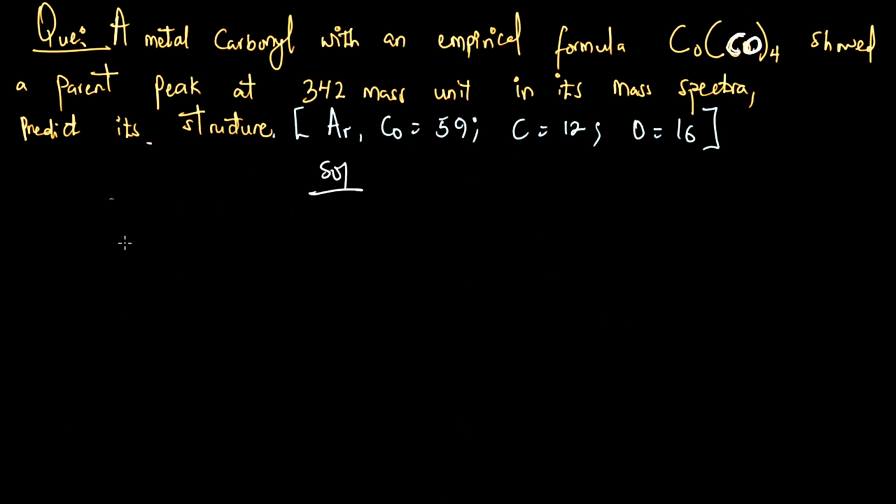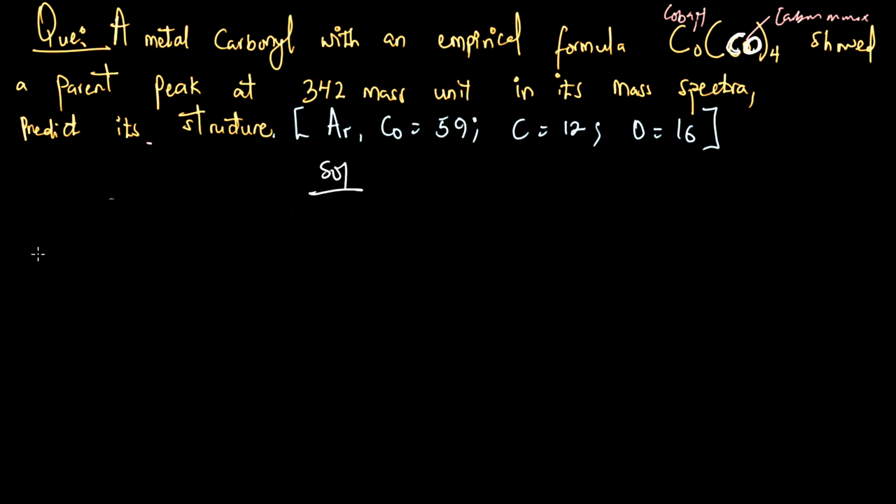Alright, so let's look at this question. A metal carbonyl with an empirical formula of Co(CO)4, where this is cobalt and this is carbon monoxide, showed a parent peak at 342 mass units in its mass spectra. So predict its structure given this value.